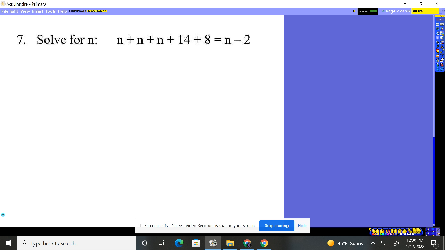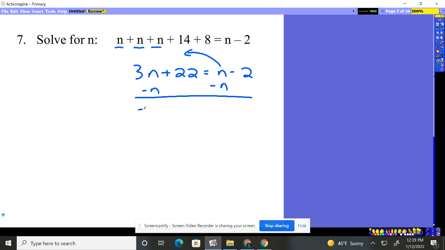The next one, solve for n. Well, let's combine all like terms. n plus n plus n, that's 3n, plus 14 and 8 makes 22 equals n minus 2. Now, move all your variables to one side, move all your numbers to the other. So I'm going to move this n over to be on that side. So I'm going to subtract n from both sides. Gives me 2n plus 22 equals -2.